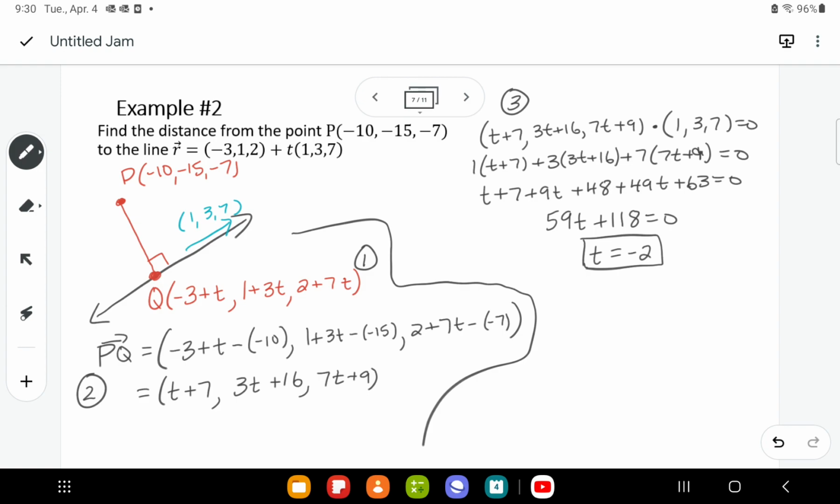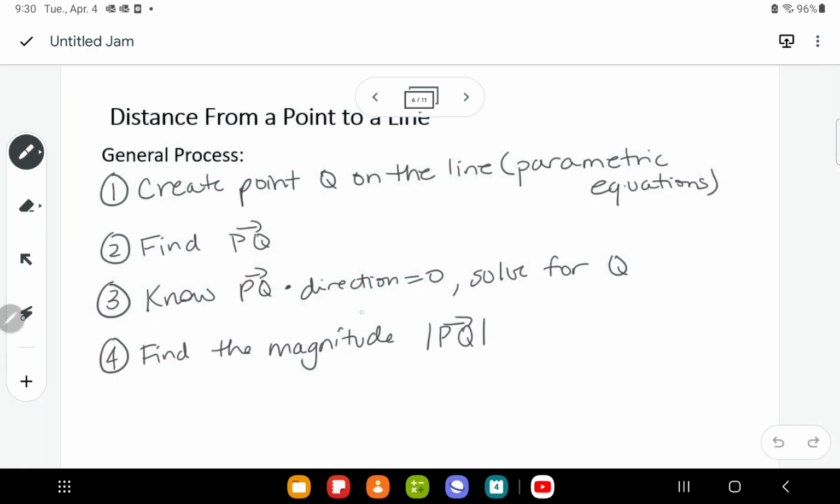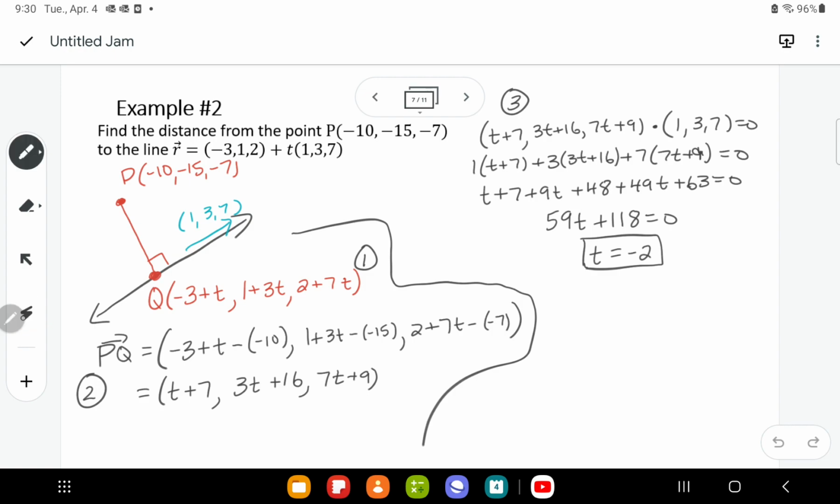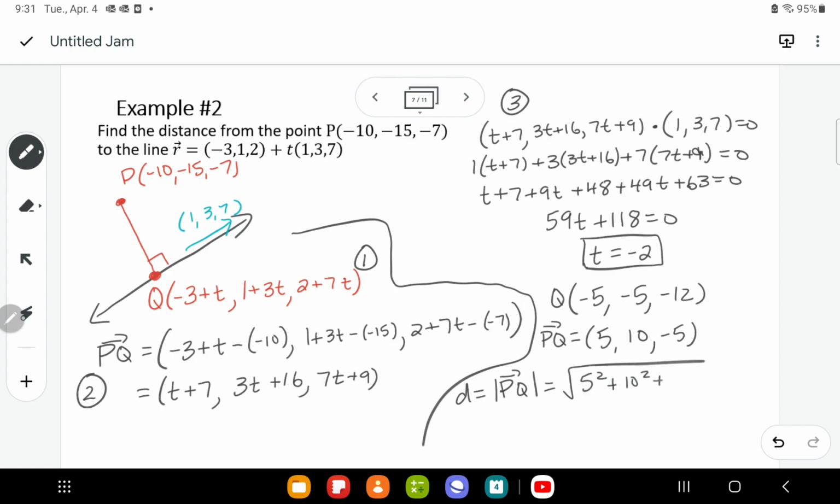Now I'm going to find the magnitude of PQ. So if I get the t value, I'm going to use that to find Q. So Q is -3 plus t, so that's -5. 1 plus 3t, so 1 minus 6 is -5 again. And 2 plus 7t, so 2 minus 14 is -12. So now vector PQ is going to be (-5, -5, -12) minus (-10, -15, -7)... and then the magnitude of PQ is what we're really looking for. That is our distance. So we've got the square root of 5 squared plus 10 squared plus -5 all squared. And then that is root 150. So that's the distance from the point to the line.